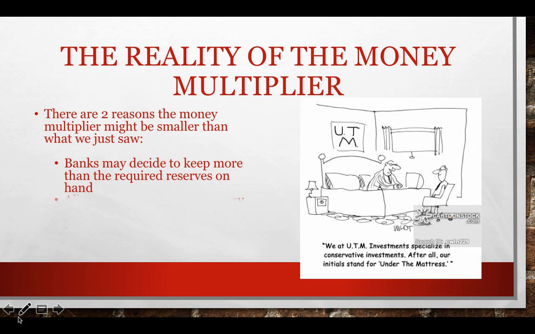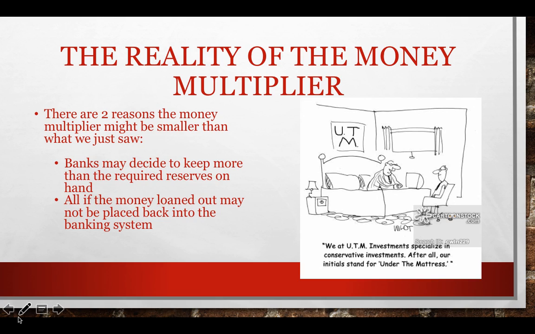The second reason is that all the money loaned out may not be placed back into the banking system. You can see over here in our cartoon, right? Some people might decide to keep their money under their mattress, okay? And so it's not getting put back into the banking system. I might get money out and just hang on to it. In that case, the money multiplier might be smaller than initially anticipated.